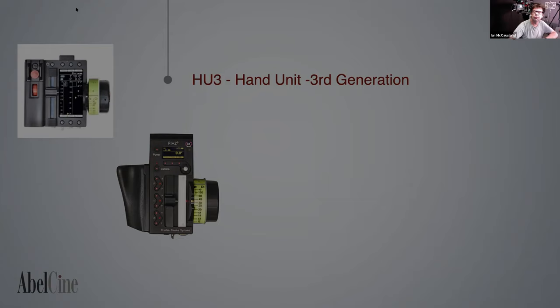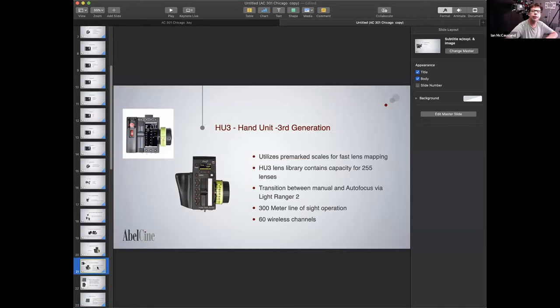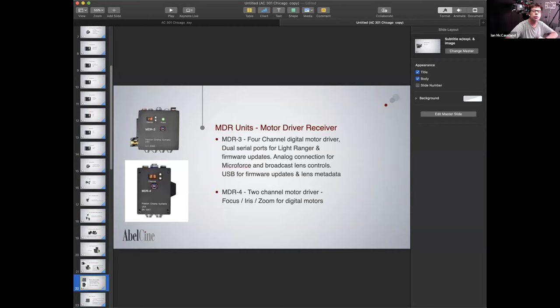Hi, Ian. Yep. For some reason we're just seeing the title and the pictures of the two hand units, but should other text be showing up on the screen at this point? It should. Let's do it this way. Can you see it better now? Yes, exactly. Okay, sorry about that.